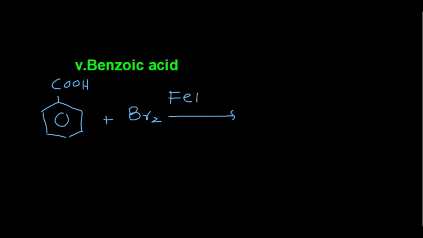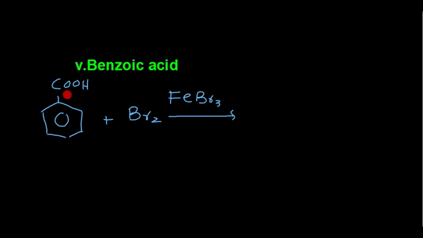Next, benzoic acid is given to us, right? And we are asked to do its bromination. Let's see how we can do the bromination and what products are formed after the bromination of benzoic acid. So first of all, we make benzoic acid here. We know if a carboxylic group is attached with the benzene ring, then it is known as benzoic acid. We are asked to do its bromination in the presence of Lewis acid catalyst, that is ferric bromide, right, students?